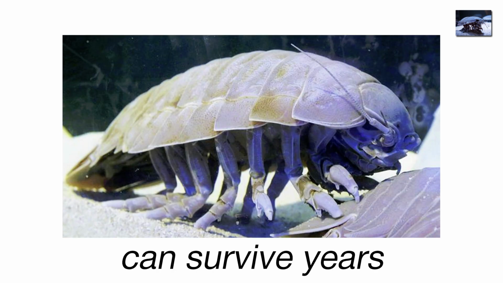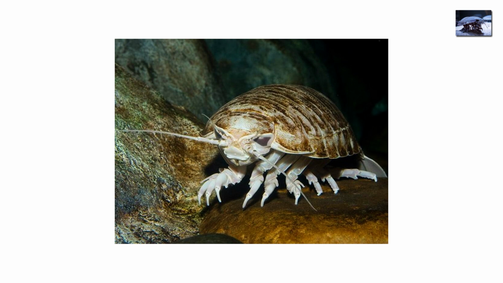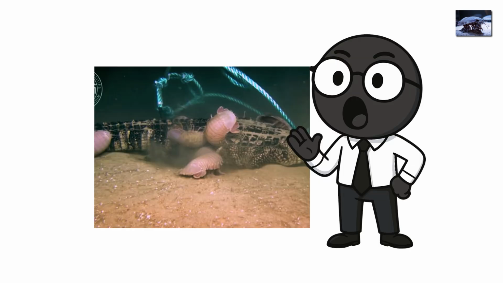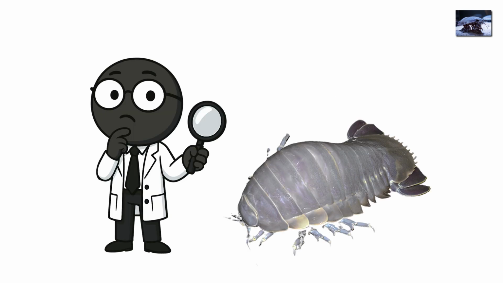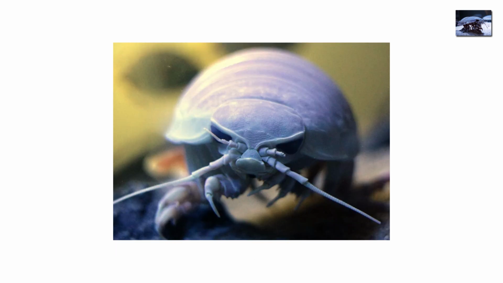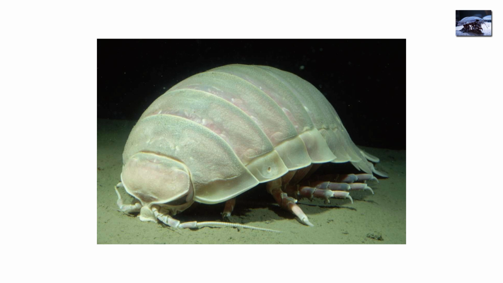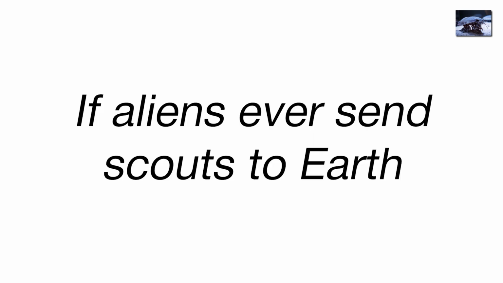Giant isopods can survive years without eating, conserving energy in near-freezing darkness. When food finally arrives, they gorge themselves until they can barely move. They're the vacuum cleaners of the deep. Slow, creepy, and completely necessary. Some scientists think their oversized form is due to deep-sea gigantism, where cold, high-pressure environments make creatures grow absurdly large. If aliens ever send scouts to Earth, they'll see these first, and probably decide to leave us alone.